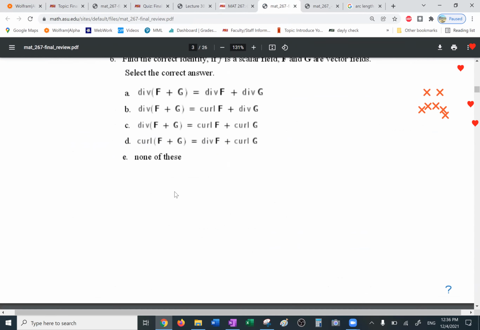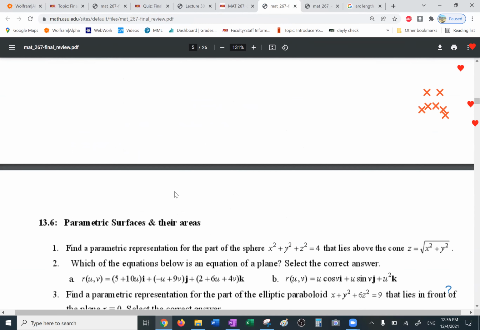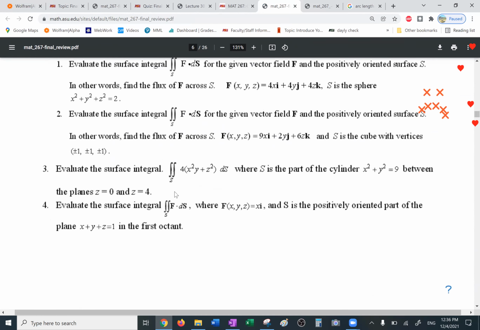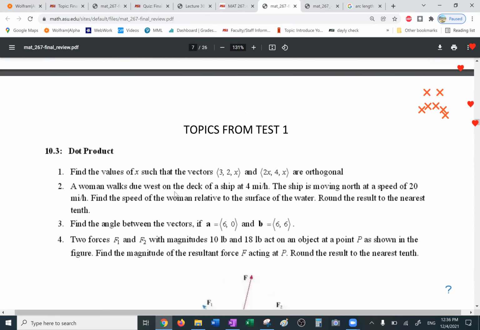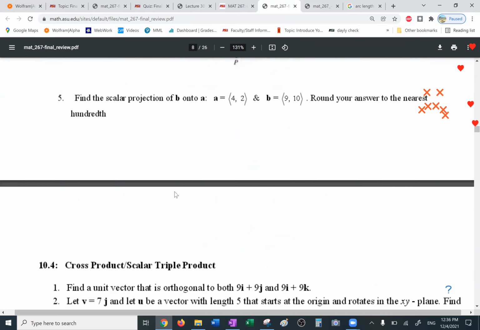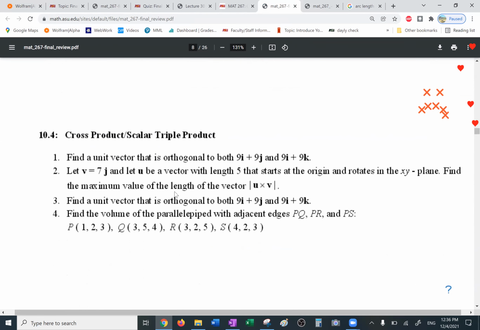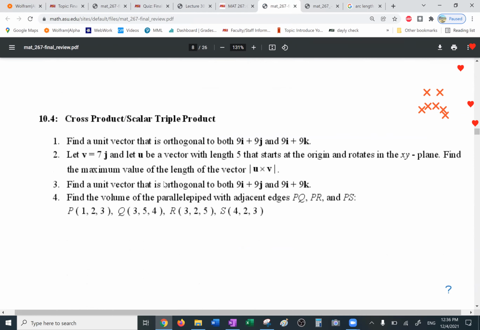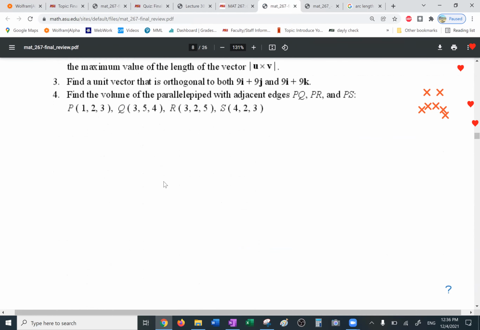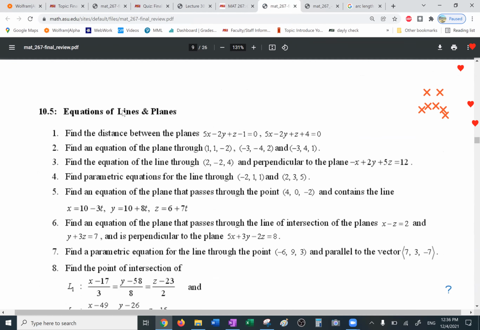Curl and divergence, review that. And then surface integrals and flux. And then we're going to the old stuff. Dot product. I mean, nobody will ask you just to find dot product. That's too simple. Cross product is already covered inside of the curl and divergence, so it's not going to be a separate question either. But this is going to be there.